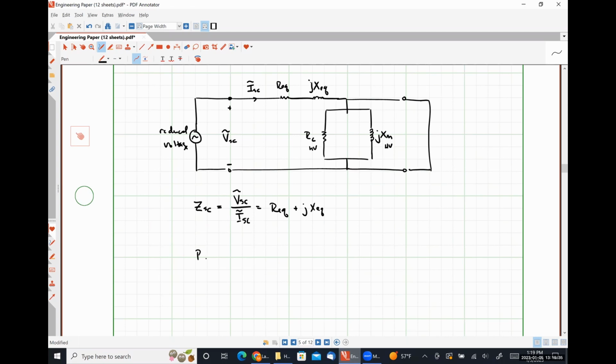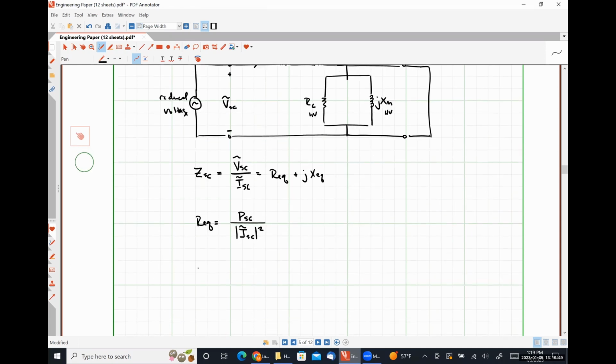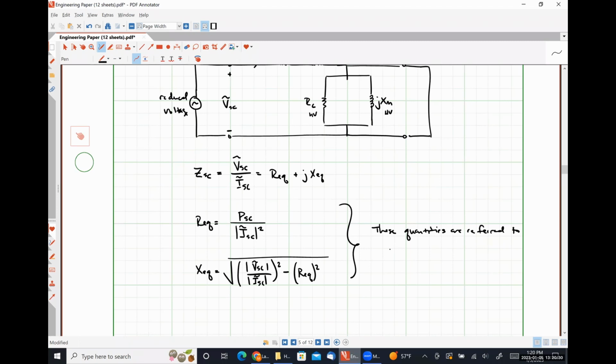Using complex algebra, R_EQ is going to be nothing more than the reading from our wattmeter, P_SC, divided by the reading from our ammeter squared. And X_EQ is going to be the square root of our short circuit measured voltage divided by our short circuit measured current, that quantity squared, minus R_EQ squared. So once we know the equivalent resistance from our meters, we can throw that number in to figure out whatever our equivalent reactance is. To be clear, these quantities are referred to the high voltage side of the transformer.